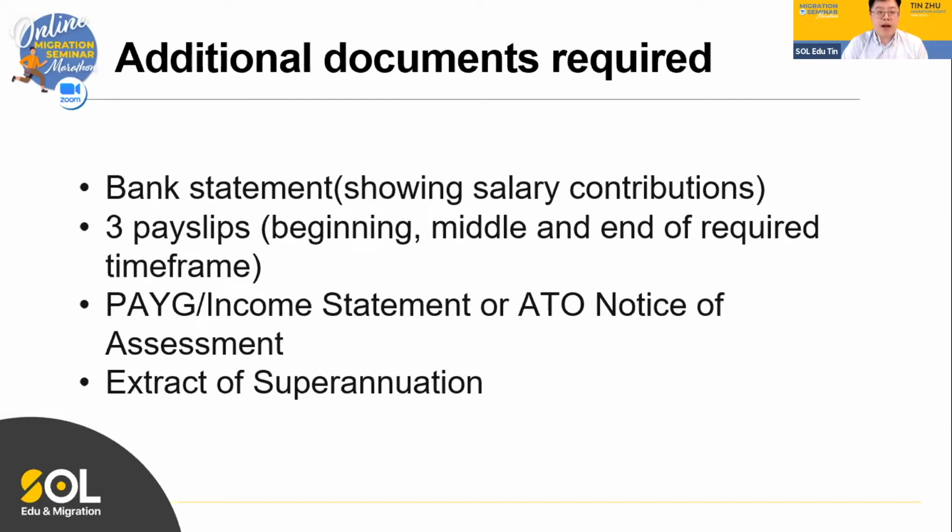And they also require you to provide the PAYG, pay as you go, income statements, or ATO, the Australian Taxation Office, notice of assessment after each financial year. They also need you to provide the extract of superannuation. So the superannuation extract is a little bit tricky because companies normally have 3 months to prepare the superannuation. So there might be some delays for the superannuation amount to be shown on your accounts. We already emailed Migration Queensland to clarify these requirements, but we are still waiting for the response. Yes, so this is the additional documents required for this year compared to previous years. So we can see they are kind of monitoring the genuine job offer and genuine working experience.